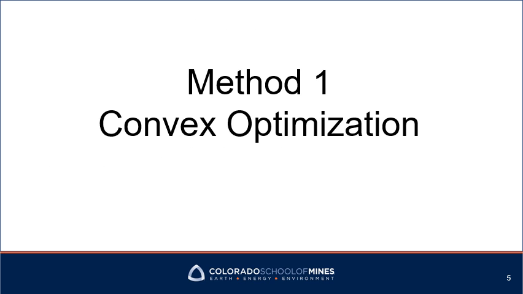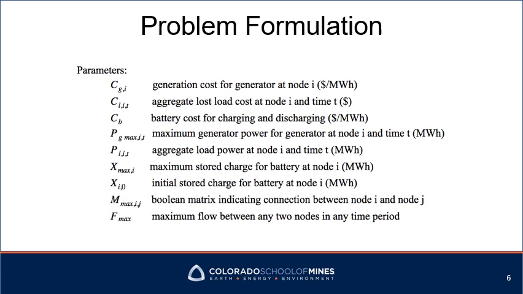Okay, so now I will talk about method 1, convex optimization, and I'll go through the formulation and how we solved it. For the formulation, we had a set of parameters, variables, and then the objective function and the constraints.